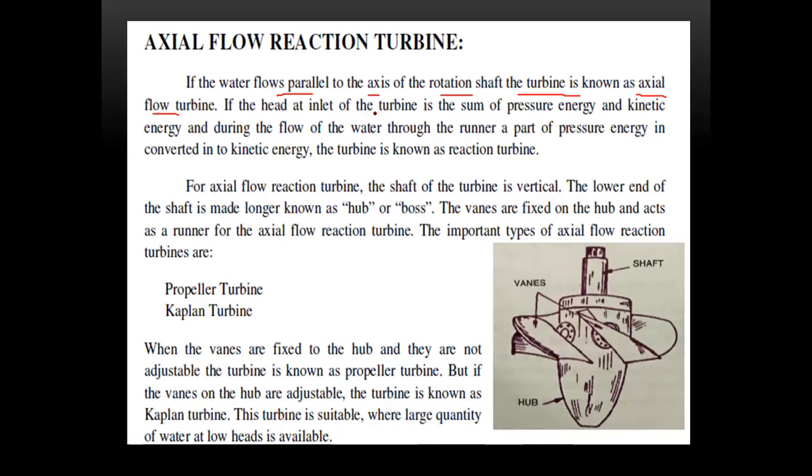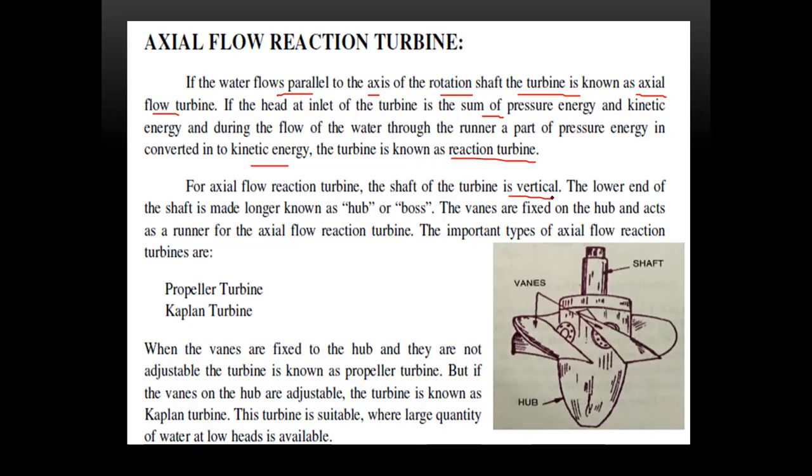If the head at the inlet of the turbine is the sum of the pressure energy plus kinetic energy, and during the flow of the water through the runner, pressure energy is converted into kinetic energy, the turbine is known as a reaction turbine. For the axial flow reaction turbine, the shaft of the turbine is vertical.